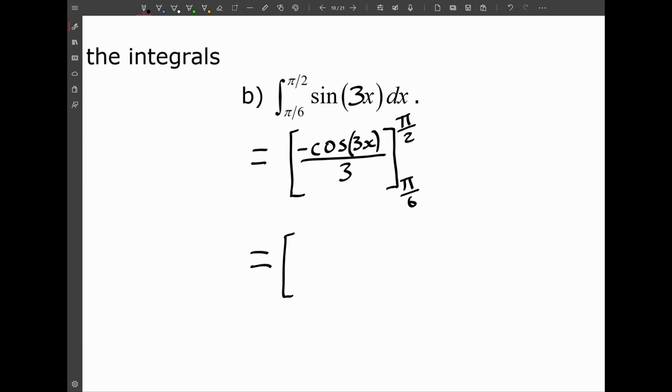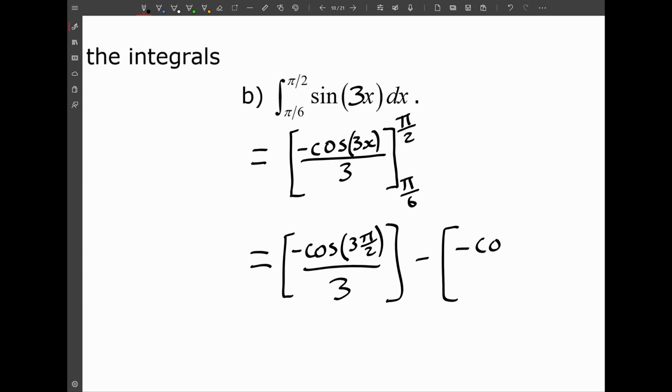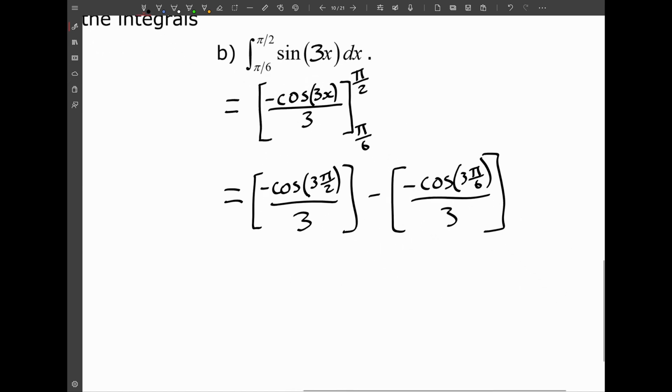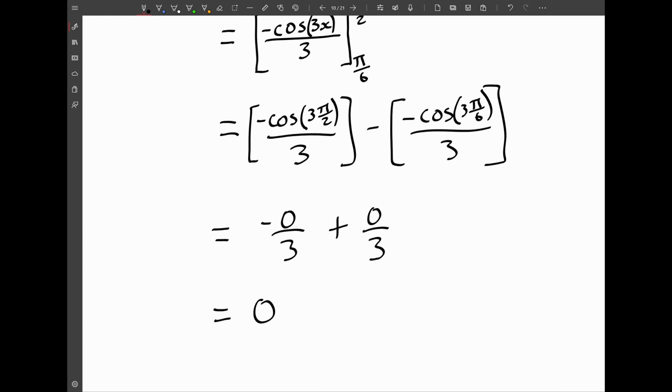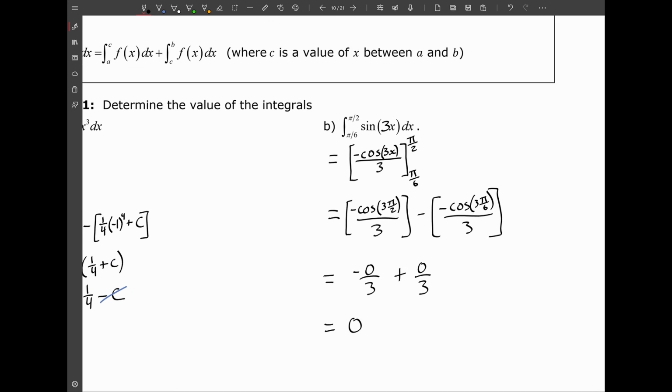So what this gives me is negative cos of 3 times pi over 2, so 3 pi over 2 all over 3, minus negative cosine of 3 times pi over 6 all over 3. So what this gives me, well, cosine of 3 pi over 2 is 0, and 3 pi over 6 is just pi over 2, so cosine of pi over 2, also 0. So the answer to this one is 0. That's our integral.